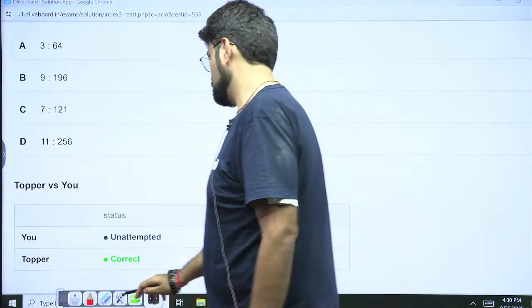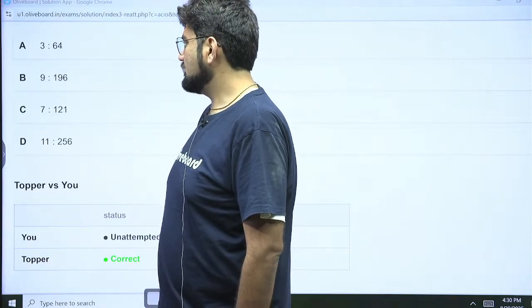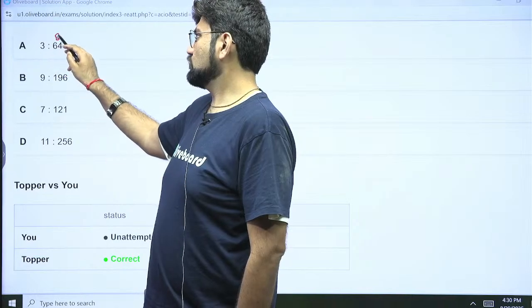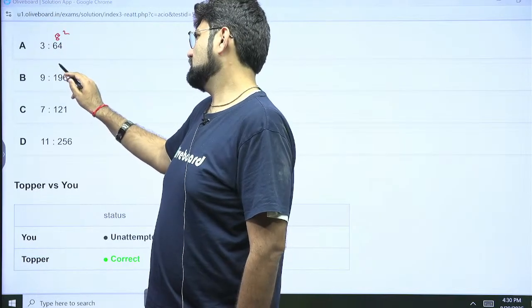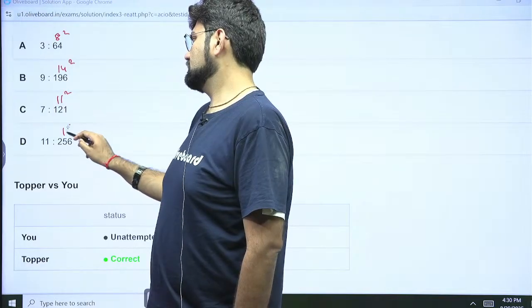Okay, 22 seconds means this has been done very quickly. So 364, 9, 196, 121, 256, they're all perfect squares. 3 and this is 8 square. 9 and this is 14 square. 7 and this is 11 square. And 11, this is 16 square.